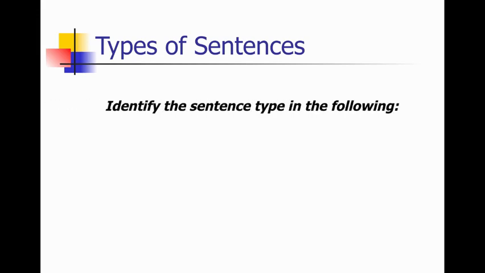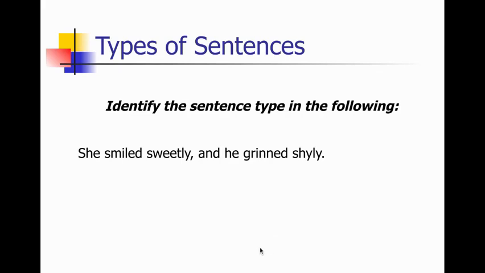All right, so let's try this for practice. She smiled sweetly, and he grinned shyly. We have two independent clauses. She smiled sweetly could be a complete sentence. He grinned shyly could be a complete sentence. So we have a compound sentence.